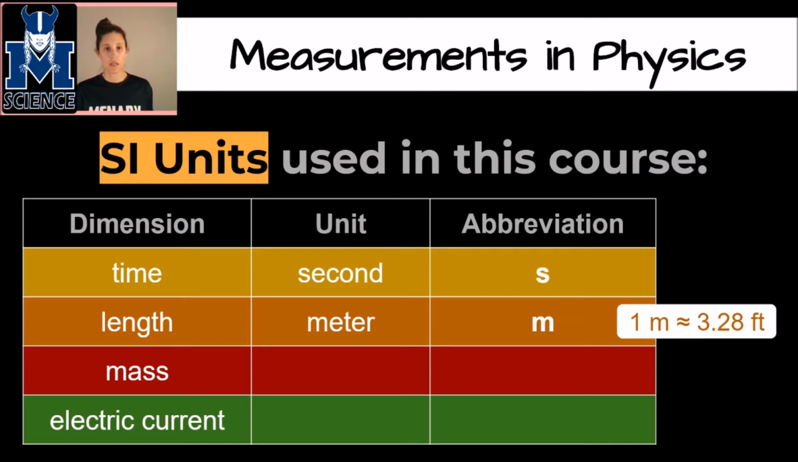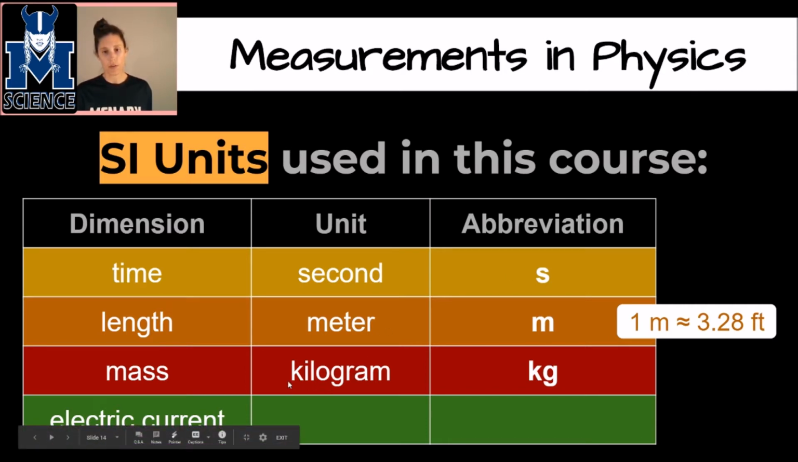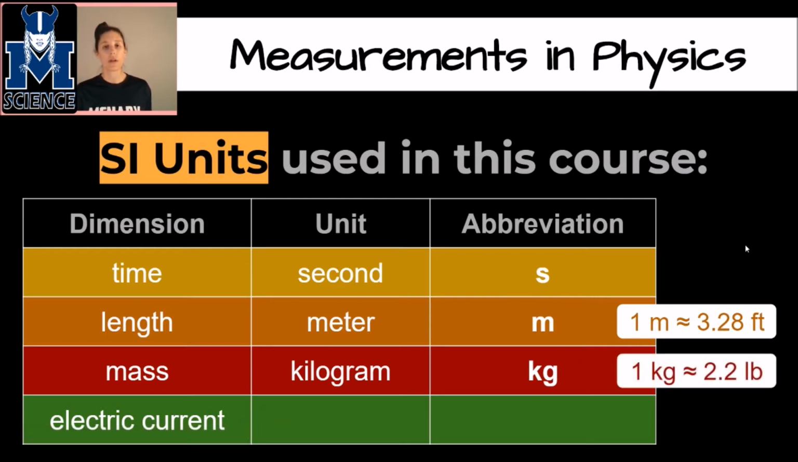For mass, the SI unit is the kilogram. That's the base unit. The kilogram is kind of interesting because it's the only SI unit that has a prefix in the base unit. All the other ones are kind of sans prefix. But the kilogram is the base unit for mass, and 1 kilogram is equal to 2.2 pounds. Again, about equal to 2.2 pounds.